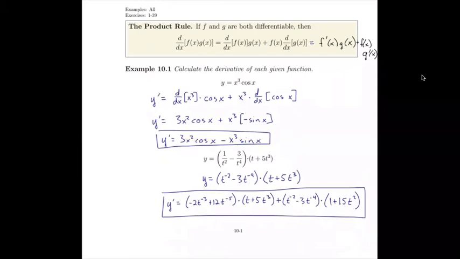So let's continue on. So we're asked to find the derivative of y, in this case with respect to t. It's a function of t here.